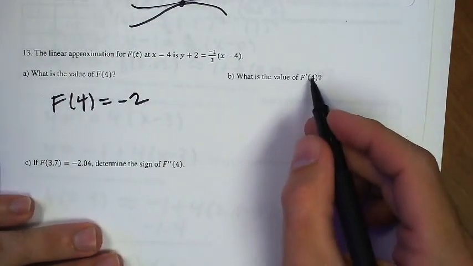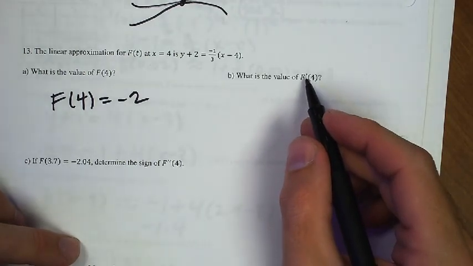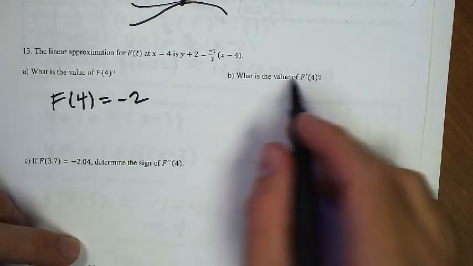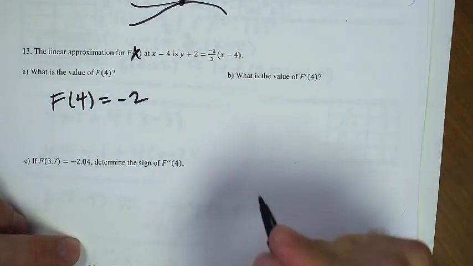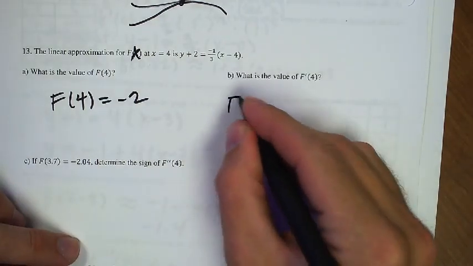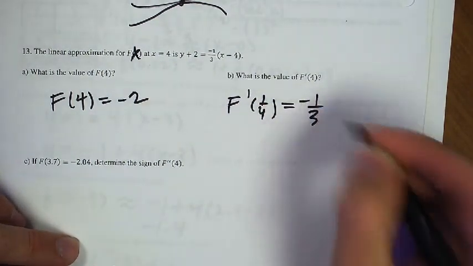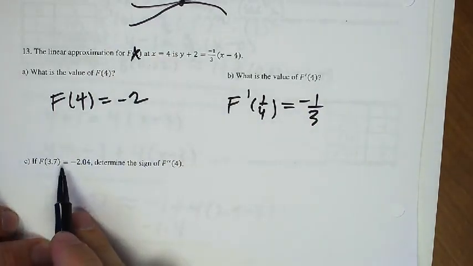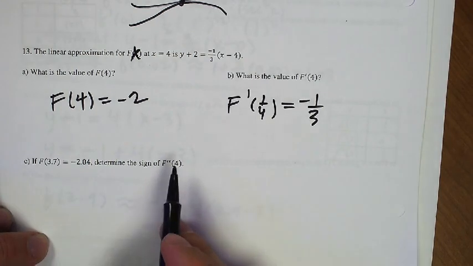What is the value of f prime of 4? F prime of 4 is the slope of the line tangent to the graph of f at t equals 4. Oh, whoops, this is supposed to be an x. Oh my goodness, the typos on this one are just atrocious. That's all right. So I'm going to say f prime of 4 is the slope of the tangent line, which is -1/3. And if f of 3.7 is -2.04, determine the sign of f double prime of 4.